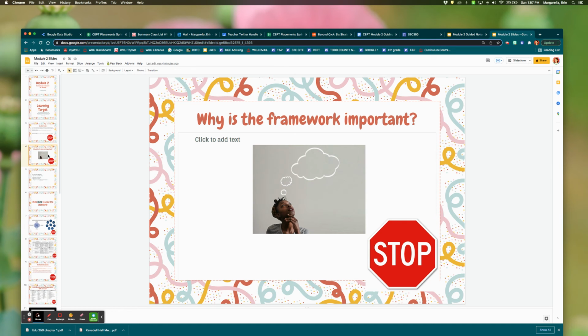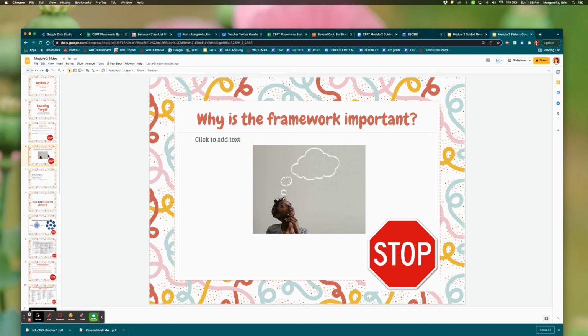Why is the framework important? Well, the framework is a roadmap for teachers so that they know what effective teaching looks like. So the framework can be used to evaluate the quality of good teaching. So it's not looking at what the students are doing directly. Of course, that's a huge component of it, but it's focusing primarily on the teacher and his or her impact in the classroom.